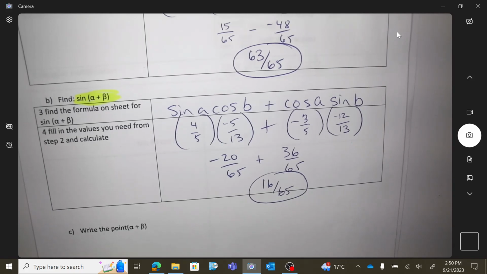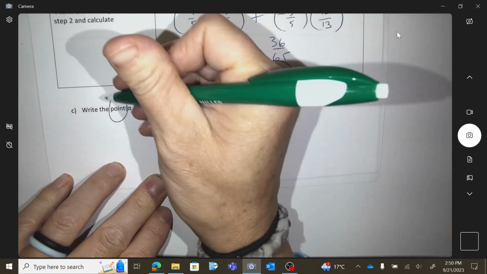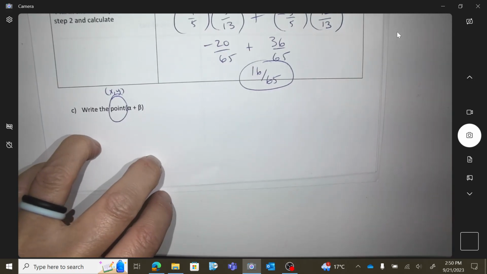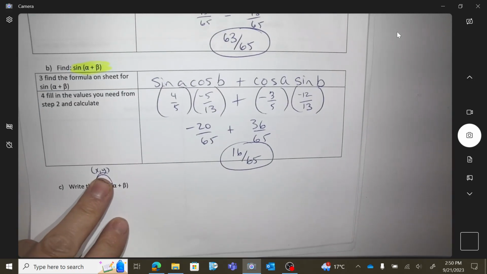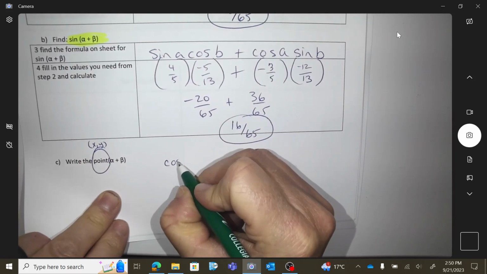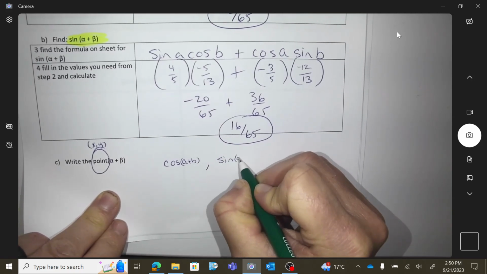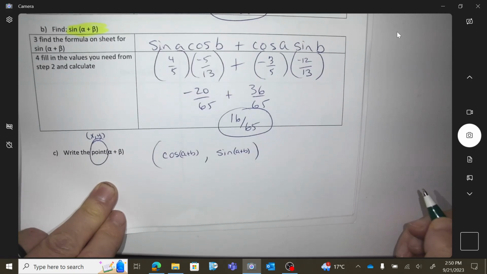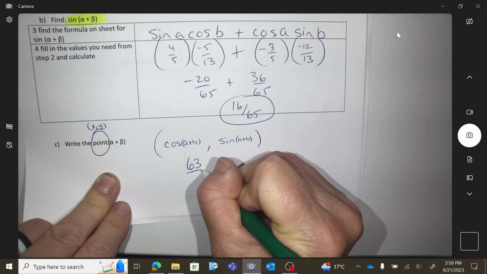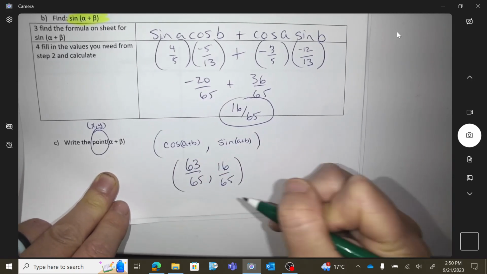Okay, and then the last piece is just tying stuff together here. When you write a coordinate of a point, you always write points x comma y. So in trig, what do we use for x? We use the cos value. So the cos of a plus b, comma, and then that's how we would write the coordinate. So then we would go 63 over 65 is the x, comma, the y.